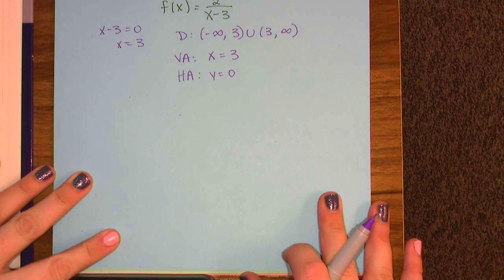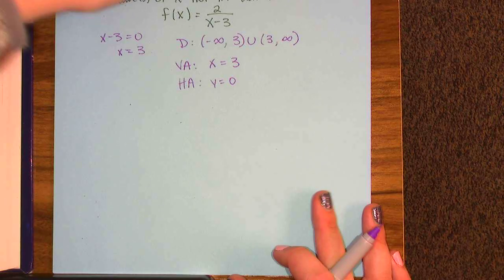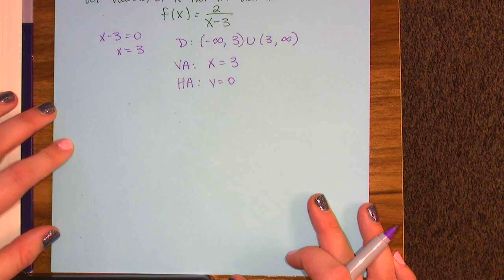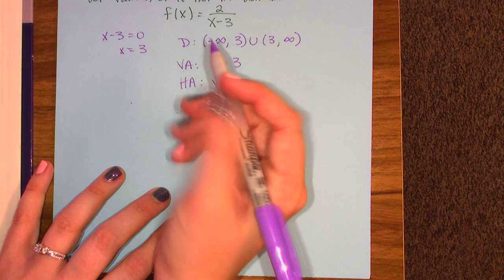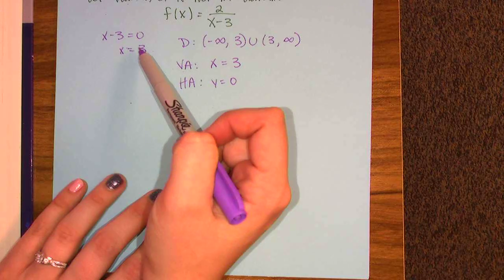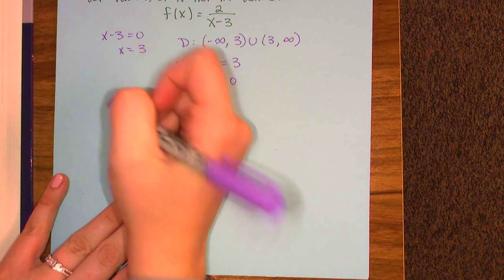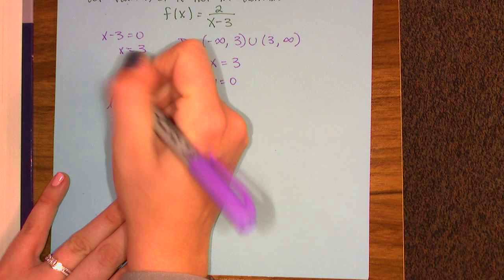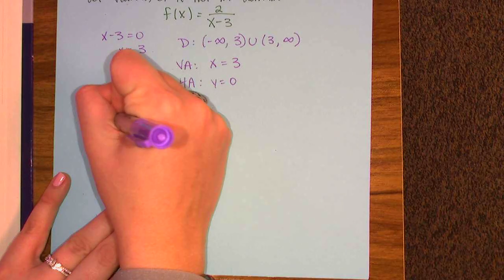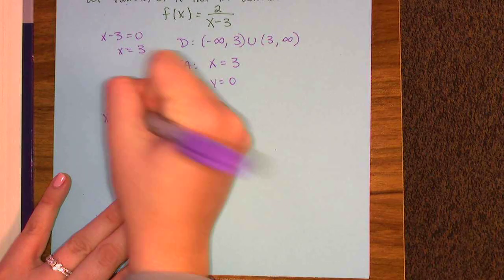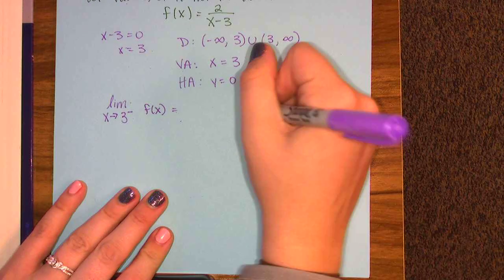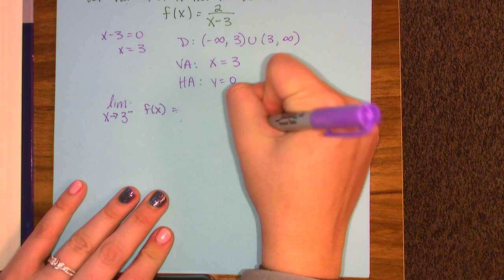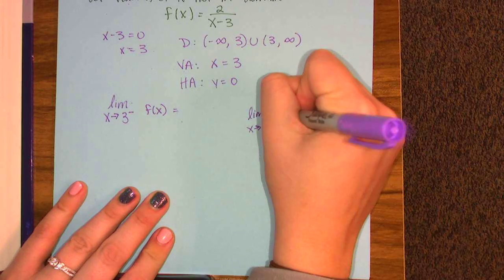Okay, but then it wants us to use limits to find the end behavior. So with this, it wants us to use the one for whatever this value is. So we have the limit as x approaches 3 from the left of f of x, and we're going to look at the limit as x approaches 3 from the right of f of x.